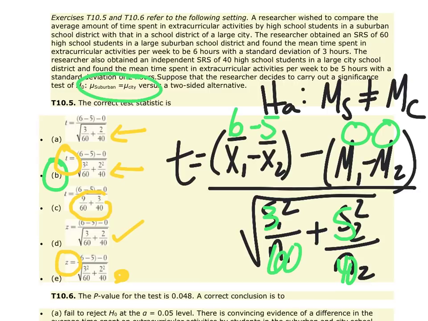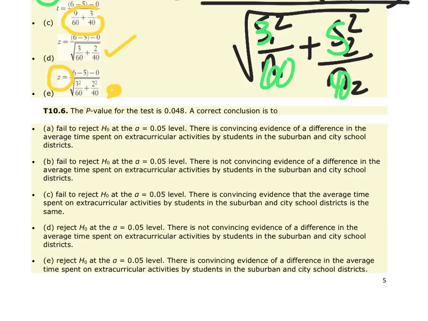So be careful with the letters that you see being used. Now, question 6 is just piggybacking off of that, and it says here, if the p-value for the test is 0.048, a correct conclusion would be what?